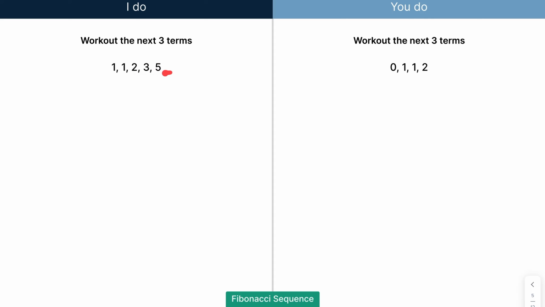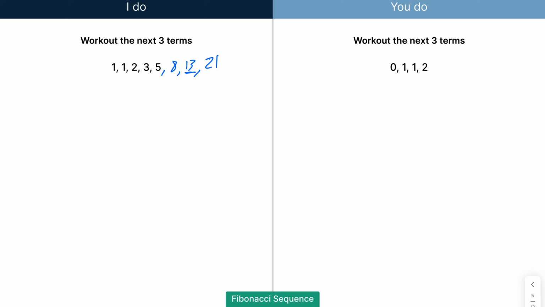Now, what's this next one? It's going to be the sum of these two. So what's 5 plus 3? Well, that's 8. So that's the next term. What's the next term here going to be? Well, that's just going to be the sum of the previous two, which is 8 plus 5, which is 13. And finally, what's the next one going to be? That's the sum of the previous two, which is 13 plus 8, which is 21. So that is a Fibonacci sequence.